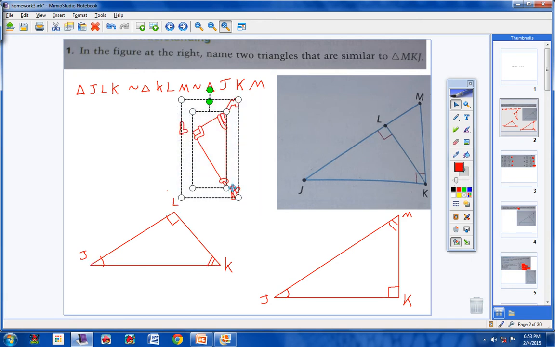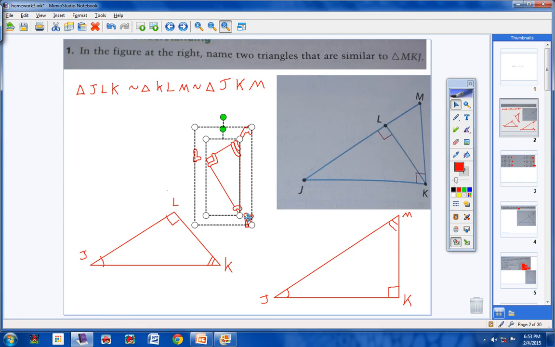And I told you this would take about 2 minutes. And there we go. So now, in the figure at the right, now look carefully, they want us to name 2 triangles that are similar to MKJ. Well, here's MKJ right here, correct? See that? MKJ. So name 2 triangles similar to MKJ.